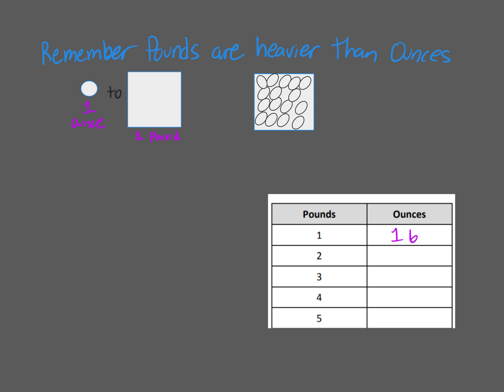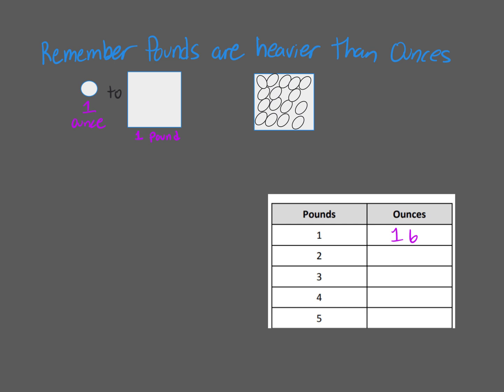For our last problem today, we need to remember pounds are heavier than ounces. So I have drawn a little circle here, and this is going to represent 1 ounce. And this big square here is going to represent 1 pound. So I have shown that in this 1 pound, I have counted, and there are 16 ounces. So in 1 pound, 16 ounces.